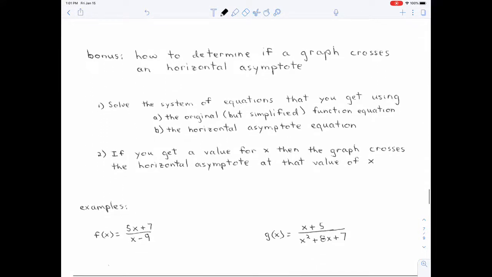Now, this, remember, a graph cannot cross a vertical asymptote. But as long as you're not out at the far right and far left, you can cross a horizontal asymptote. So what we're going to do to see if it crosses is we'll take the original equation, the simplified one, and the equation for the horizontal asymptote, and treat it like a system of equations. So let's take a look at an example.